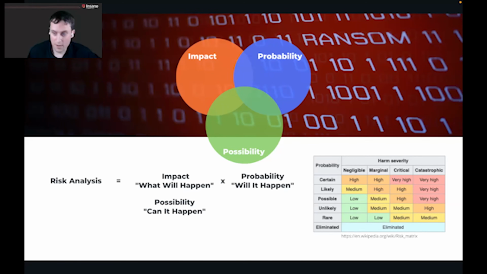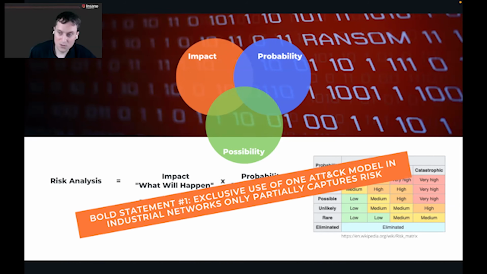So one of the bold statements we're going to make first is if you only use one of the attack models, if you're only using ATT&CK for ICS in an industrial network, or if for some reason you're only using the enterprise side, you're really only going to partially capture risk. And let's dive into that a bit.